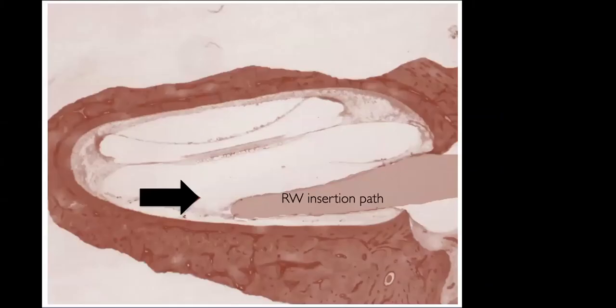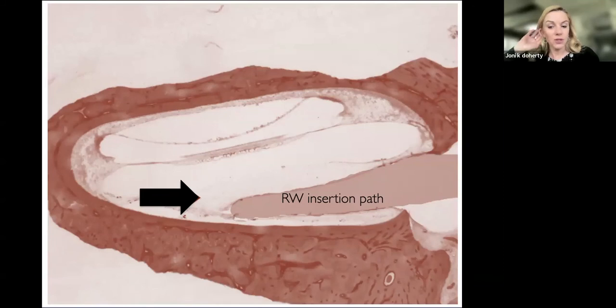This is a histological slide of a patient who received a round window insertion. And you can see that there's pretty minimal trauma within the cochlea. You don't see a lot of fibrosis or new bone formation.